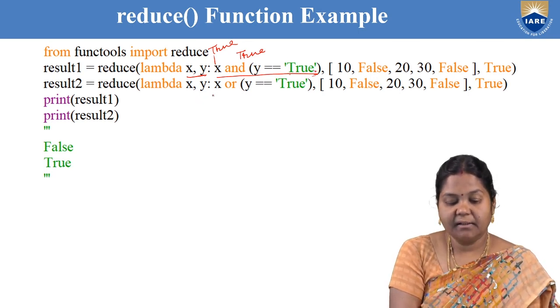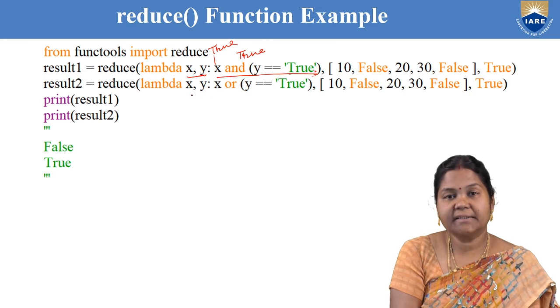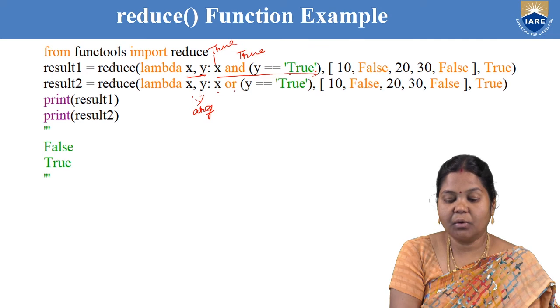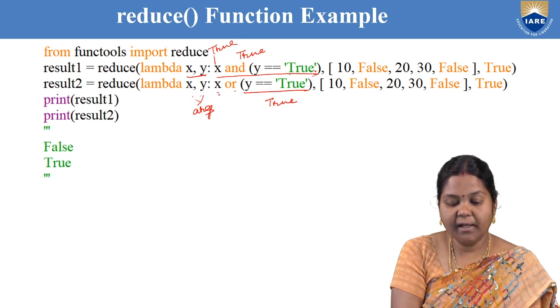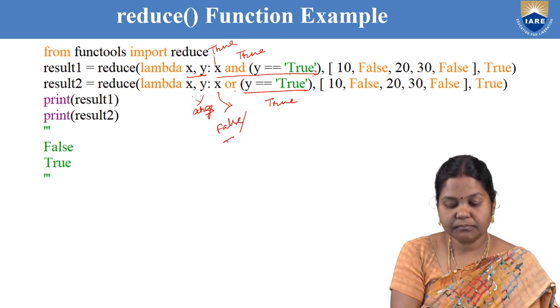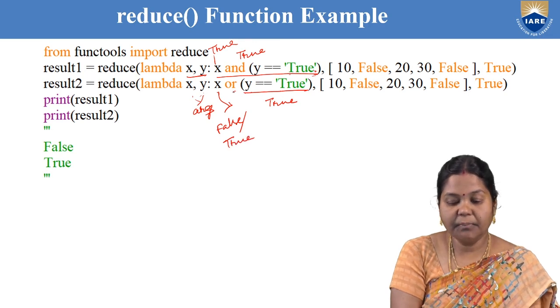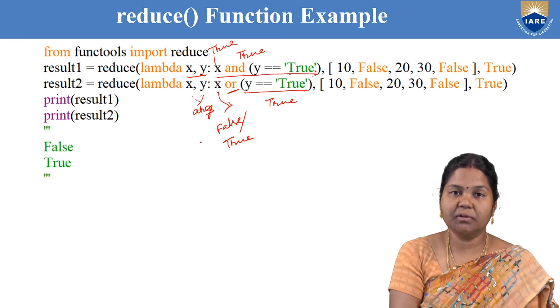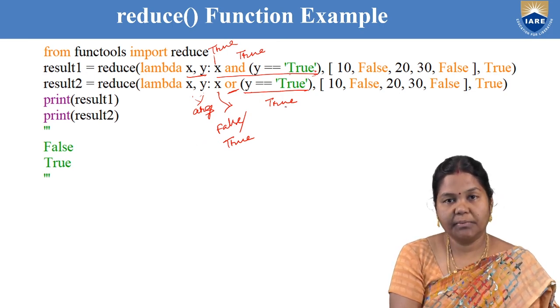In the second example, we have written x and y as the arguments, and x or y == 2. That means if this part is true, and the first part may be false or may be true, but the operation is OR over here, so if X is false also, still the output will be true.